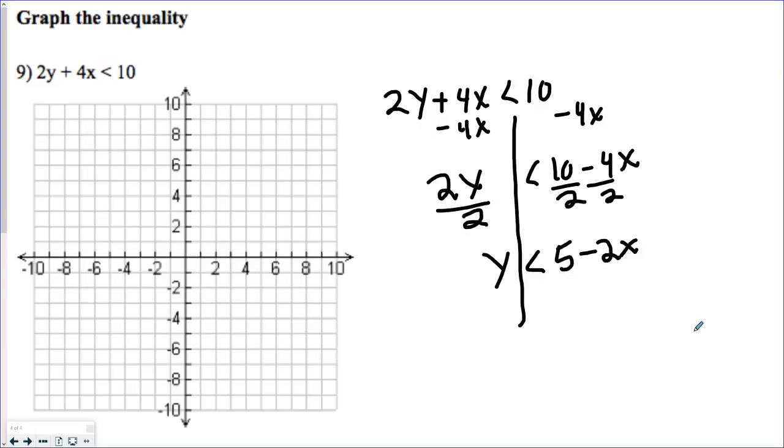The first thing is graph the line. So we're going to look at this as if it was an equal sign. So imagine this as y equals 5 minus 2x. How would you graph that line? Well, you know that 5 tells you where to start. So you're going to start up here at 5.